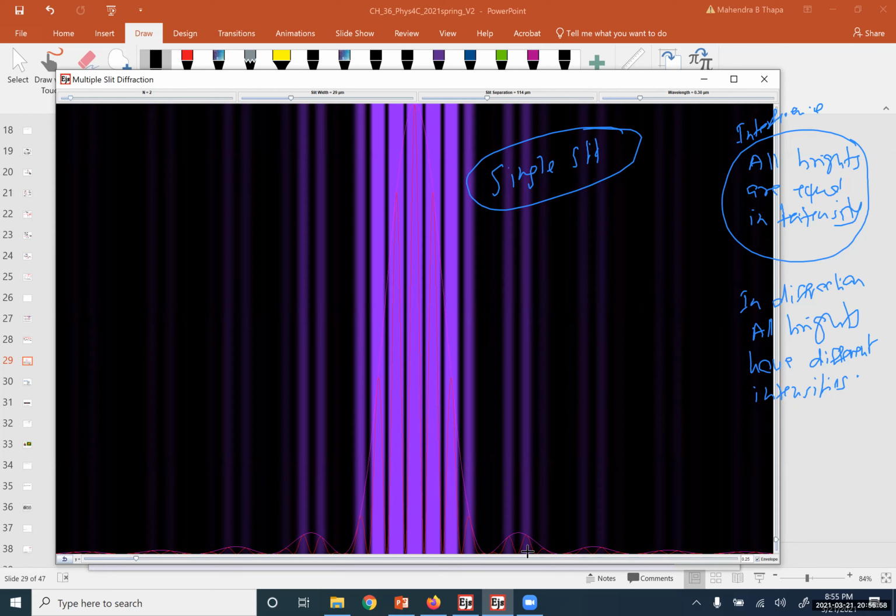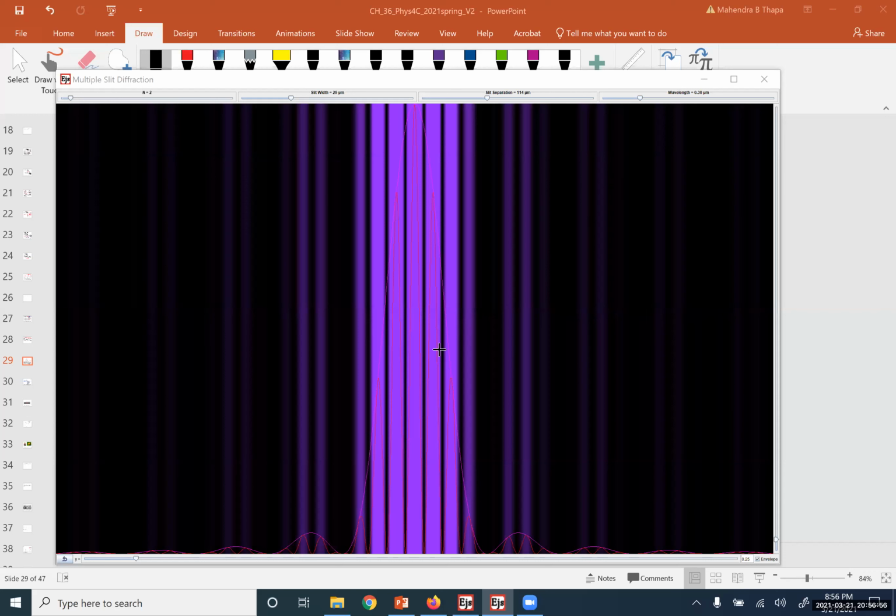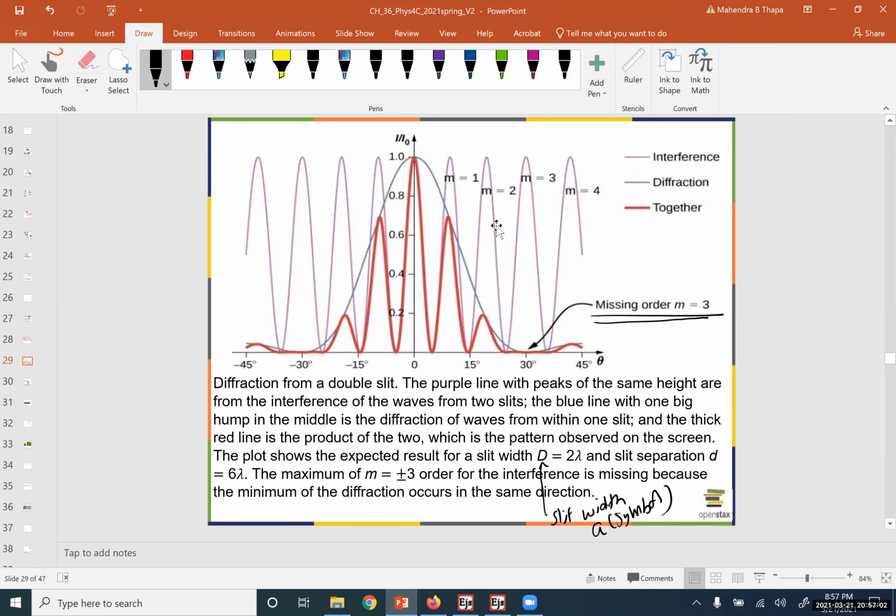So this pattern is for n equals 2. So we have two slits, and in this case we have both interference and diffraction, and they superimpose each other and give you the net effect. If we keep moving just like this, we'll see that the third order bright is missing at this point.